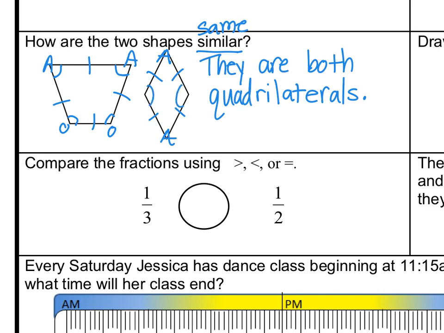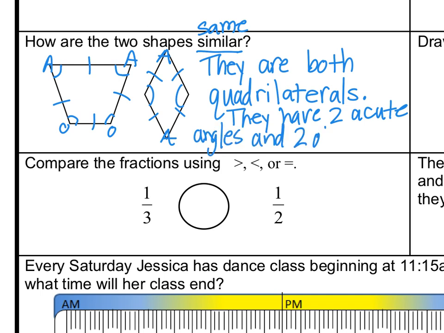So we can also say they have 2 acute angles and 2 obtuse angles. Now if it works out sometime that the angles are not the exact same for each, then you can just tell how many angles they have.